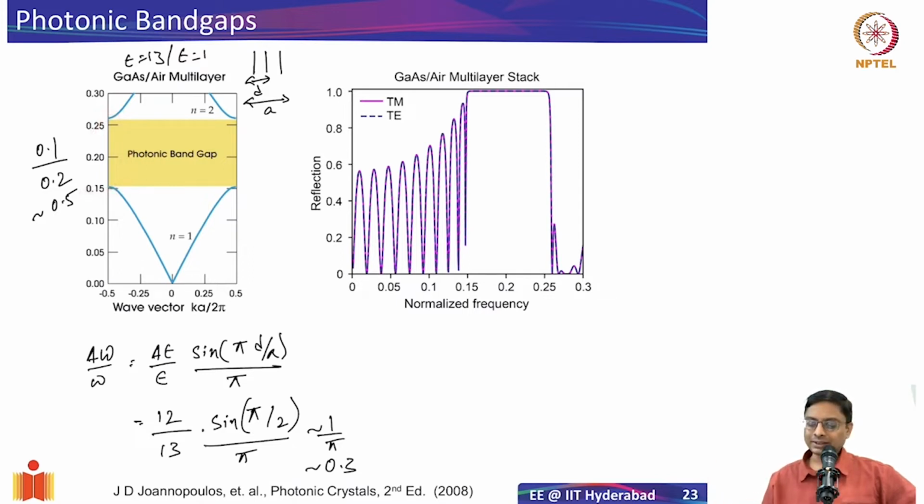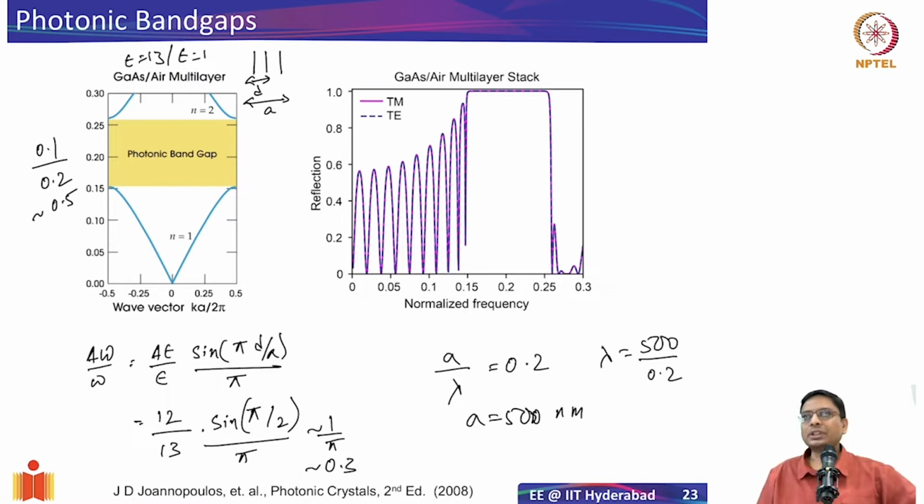Let's say on the y-axis we have the normalized frequency, a by lambda, and let's take the mid gap, which is 0.2. Let's say I'm taking a lattice constant of a equal to 500 nanometers. Then the band gap occurs at lambda equal to 500 nanometers divided by 0.2, which translates to 2500 nanometers, or 2.5 microns. If I want the band gap at 500 nanometers, I have to choose the lattice constant to be 100 nanometers and so on. So you see the trend.